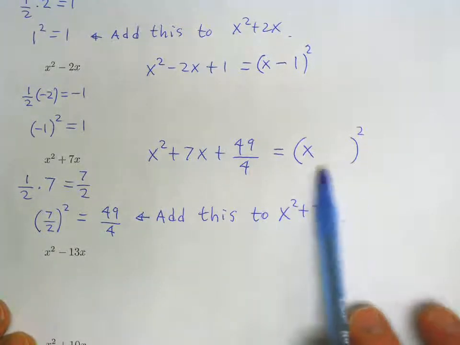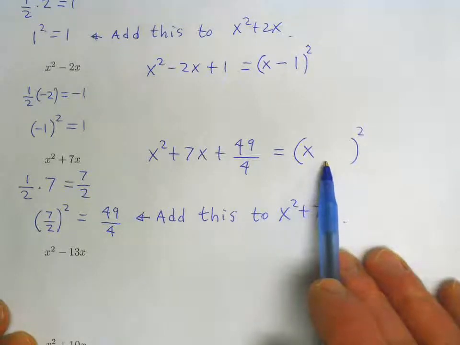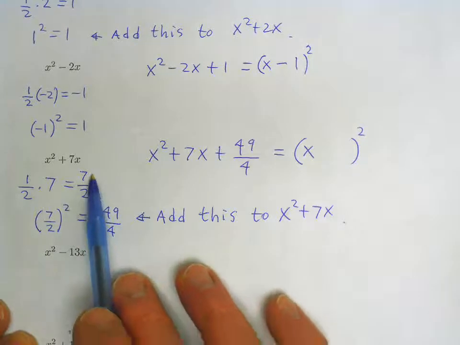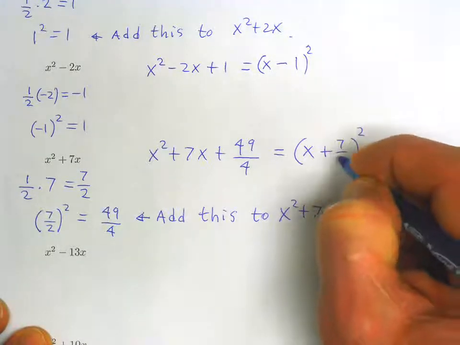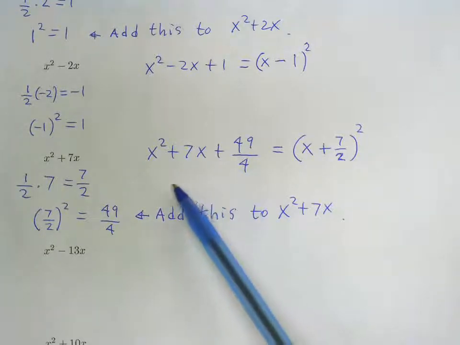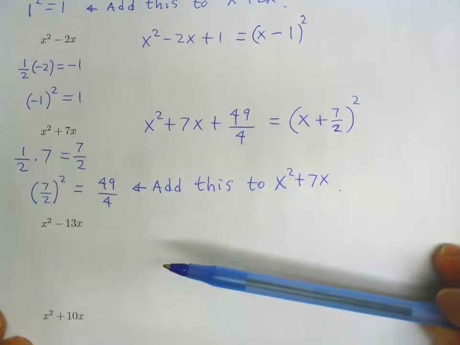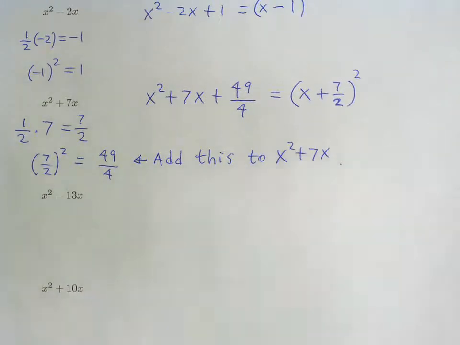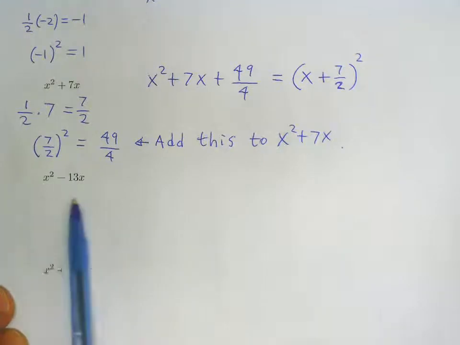Then how do we know what follows x inside the parentheses? Well, what follows is the same number we got when we took 1/2 of 7. 1/2 of 7 is positive 7/2. So on the inside, we write x plus 7/2. So in other words, the binomial x plus 7/2 squared equals this perfect square trinomial, x squared plus 7x plus 49/4. Okay, so if you follow those explanations, then you'll be able to create a perfect square trinomial anytime that you have to. So we'll do a few more examples just to get practice.